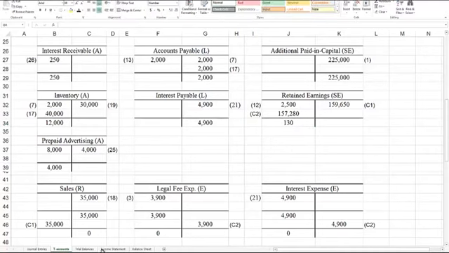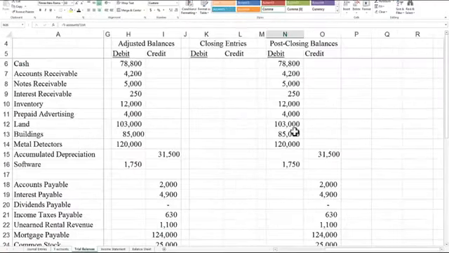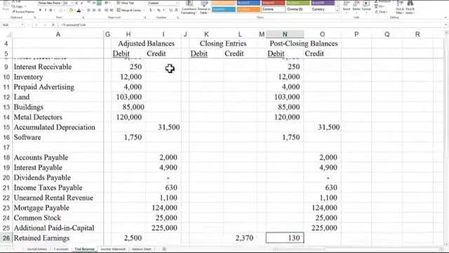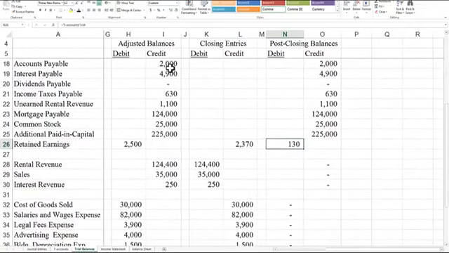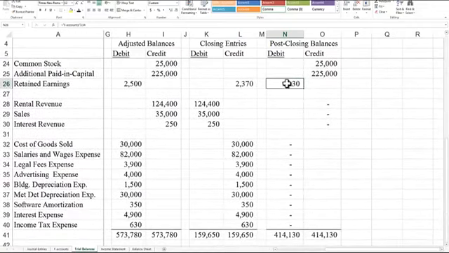After posting everything to T accounts, we can go back to our trial balance worksheet where we add a couple columns for the closing entries and the post-closing trial balances. Notice for the permanent accounts, the post-closing balance is the same as the adjusted balance because we didn't do anything. The only permanent account that's affected, of course, is retained earnings.